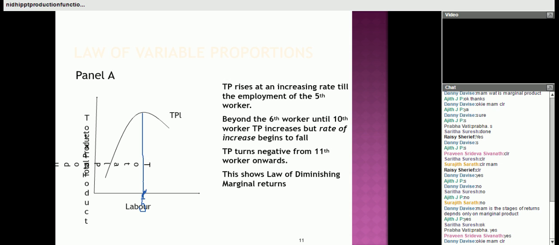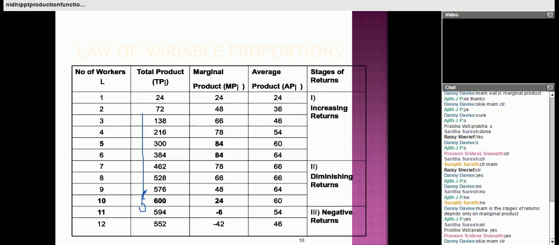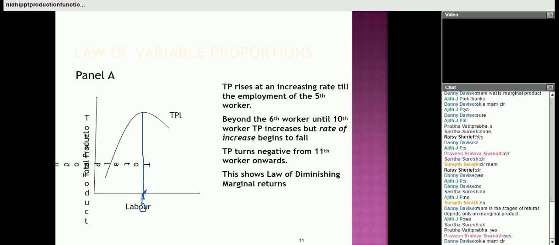Okay, this is the point till where the production is, or rather, this is not the fifth unit. I'm sorry, I assessed it wrong. Actually, that is the 10th unit, because till the 10th unit the production is increasing. This is the 10th unit of labor. Now from here is the 11th unit and the 12th unit, when the production is going down.